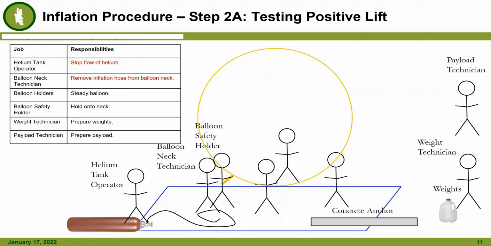Okay, so at some point, the balloon is going to get large enough where we need to test to see if it has the proper amount of positive lift to pick up the payload box and ascend at the desired rate. So what we have is the helium operator will stop the flow of helium, and the balloon technician will be in charge of removing the neck of the balloon from the adapter and just putting the inflation hose on the floor. So at this point, this is one of the most dangerous points because the balloon is effectively almost free. So again, remember, this balloon safety holder needs to be holding onto that neck for dear life and making sure that it doesn't leave, and also pinching the neck to make sure that helium is not escaping out of the balloon.